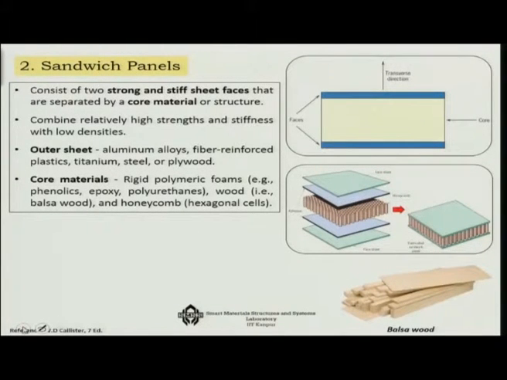The other structural variation is known as sandwich panels. It consists of two strong and stiff sheet faces that are separated by a core material or structure. Usually the core material is a honeycomb structure. They try to reduce the weight this way, and it has an outer sheet which has aluminum alloys, fiber reinforced plastic, titanium, steel or plywood. And the core material is actually rigid polymeric foams, for example phenolics, epoxy, polyurethane, and then wood and honeycomb.